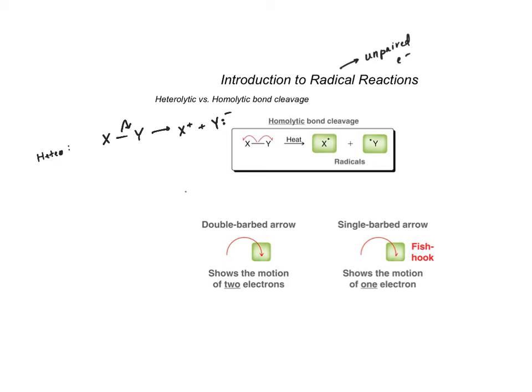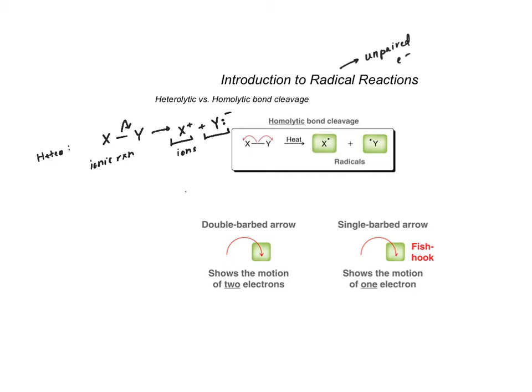Now, in heterolytic bond cleavage, we produce these charged species, which are called ions. We have a cation, the positive charge, and an anion, the negative charge. All of these heterolytic bond cleavage reactions deal with ionic mechanisms or ionic reactions, because they produce ions.